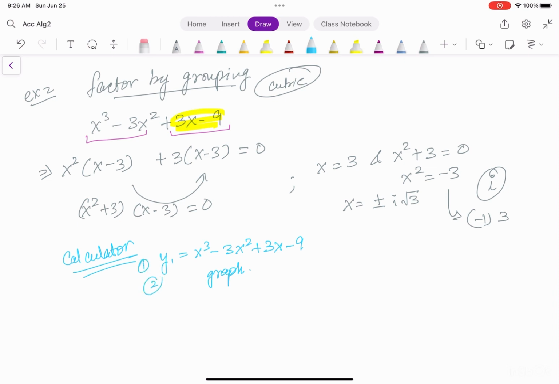So these are the first two steps. Now the third and final step is to use this 0 function on the graphing calculator to find the x-intercept. And if you look at the graph, the x-intercept will be at 3. So the coordinate is 3 and 0.